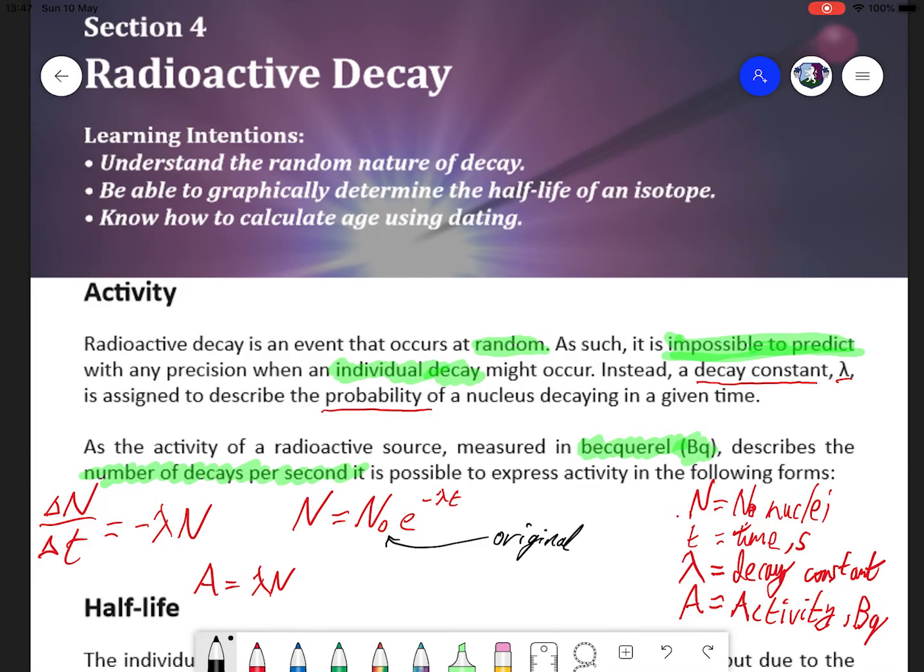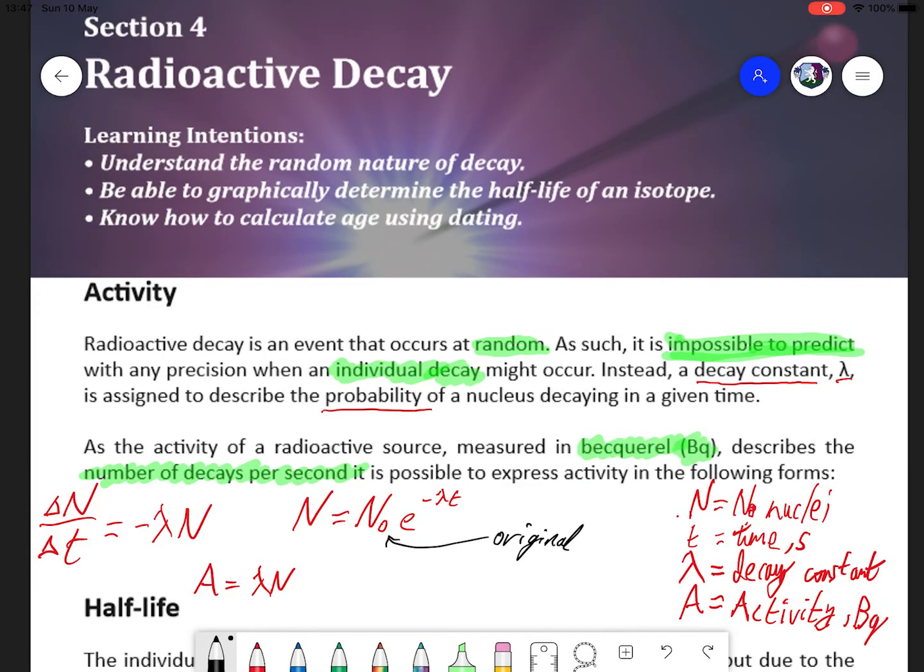Now, we only care about the isotopes that are actually decaying. So it's a specific type of atom that we're looking at. They will label that, and it's the number of those atoms, for example, carbon 14 that has decayed. How much was there? How much is there now?